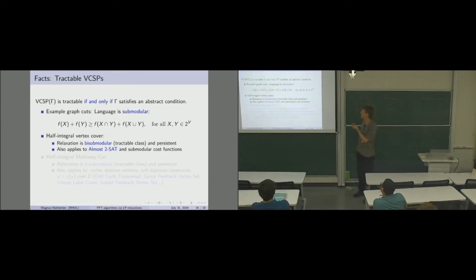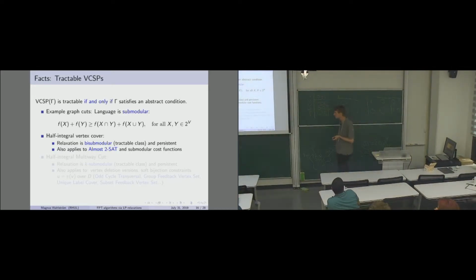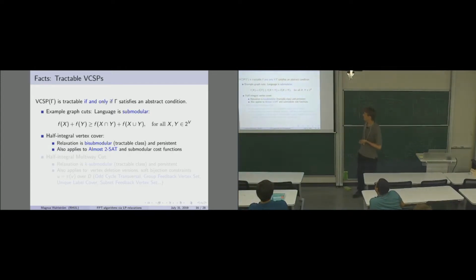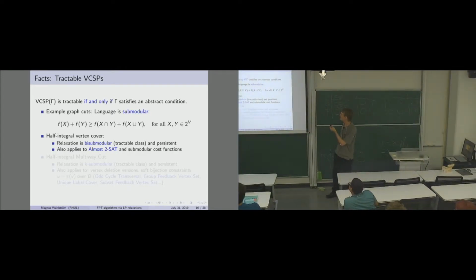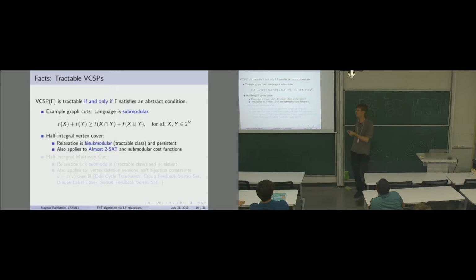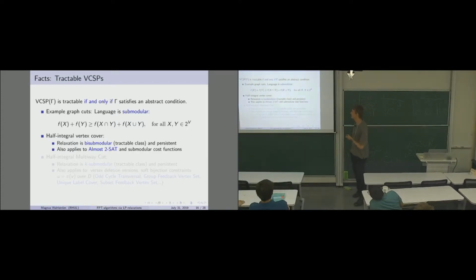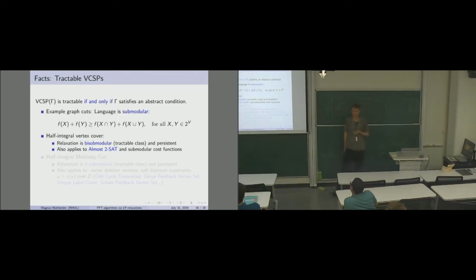So every function, even if it's not just about edges, that satisfies this inequality is tractable. Yeah, there are several different ways to optimize these. The half-integral vertex cover has some kind of a generalization of this condition. Instead of a search space of 2 to the v, our search space is size 3 to the v, and we replace the union and intersection by some generalizations which do something similar over the larger domain. They happen to be tractable and persistent. They happen to solve almost 2-sat submodular cost functions.